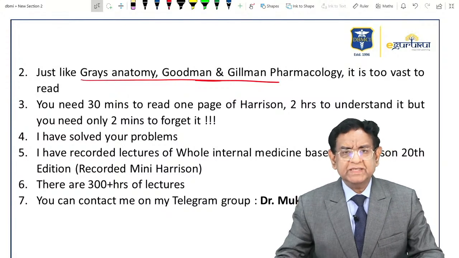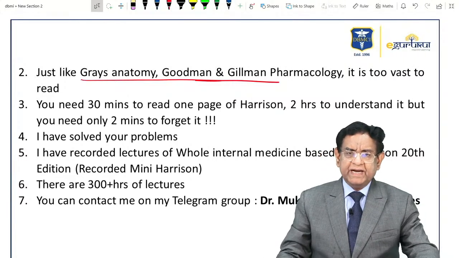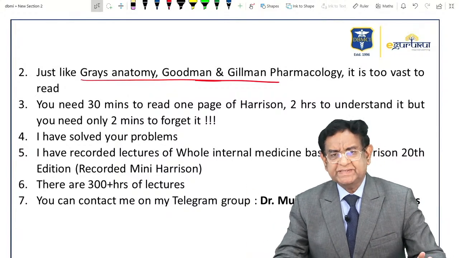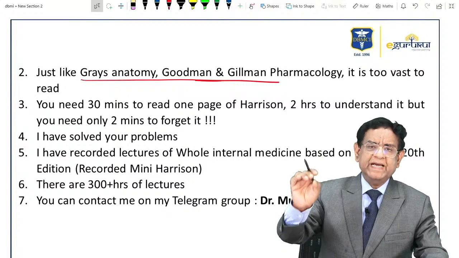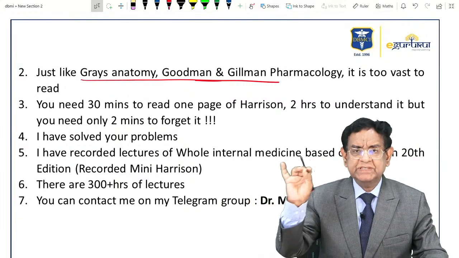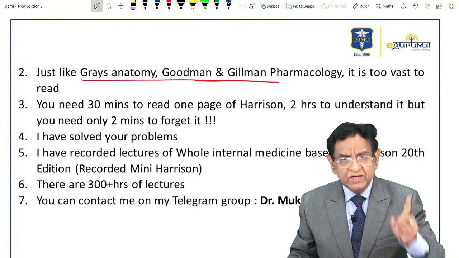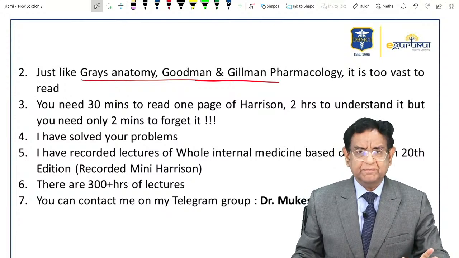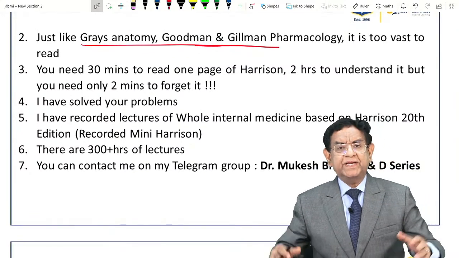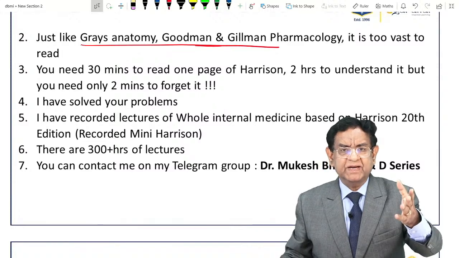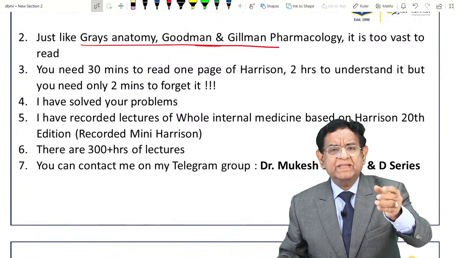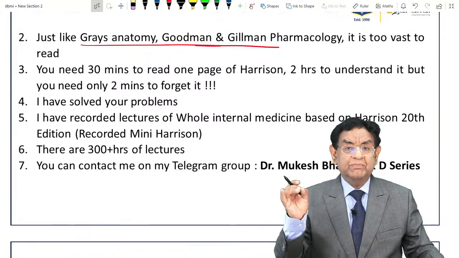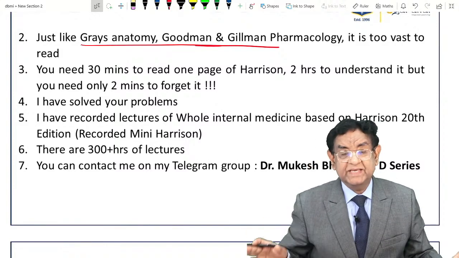Like your junior, your first year student, asks you, I want to read Anatomy. Will you advise to read Gray's Anatomy? No way. You advise some basic book. Gray's should be used as a reference book. If you want to see some point, go and see Gray's, not as a textbook. Same thing, Harrison is a reference book, not a textbook. People say, read the tables of Harrison. It's the most stupid statement. In every table, they have given 100 causes. Do you need to remember them? No way. Nobody can remember it. You need to remember what is asked in the exam.